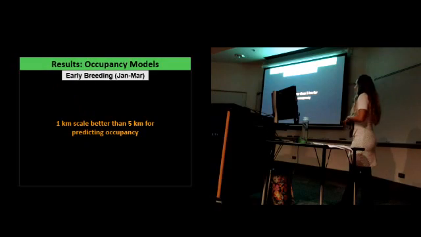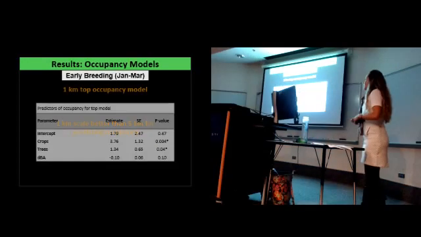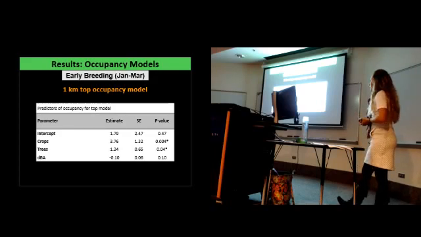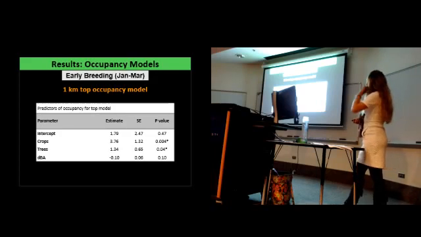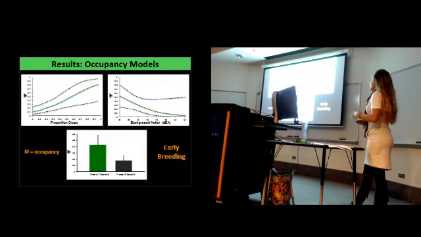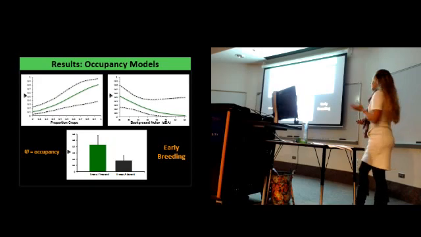And here are the results of those occupancy models. During the early breeding season, a 1 kilometer scale was better at predicting occupancy than a 5 kilometer scale. This table shows the parameters that were important in the top occupancy model. Those were crops, trees, and background noise. These figures are the relationships between the model predicted estimates of those parameters and occupancy in the top model.